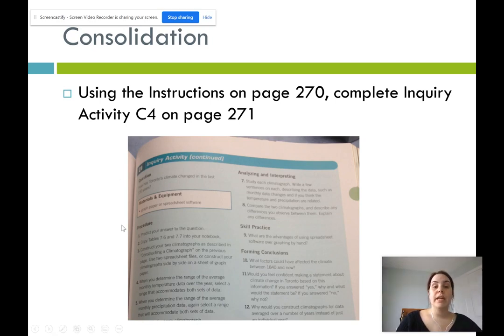Okay, so there is instructions in your book on page 270 and 271. So read through those pages. If you have any questions, send me an email. And there's also additional instructions on how to submit it on your outline for this week that you can also find on Google Classroom.